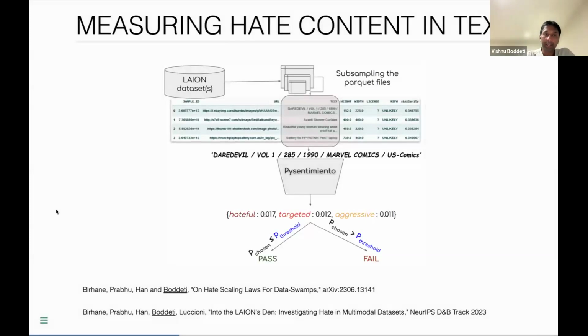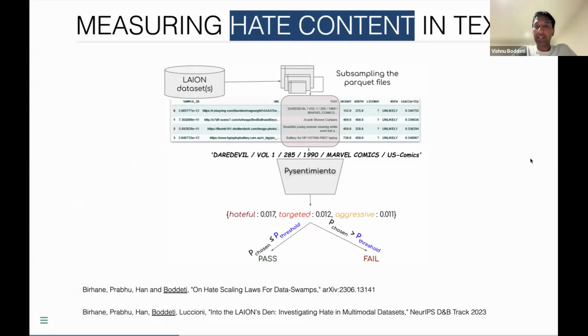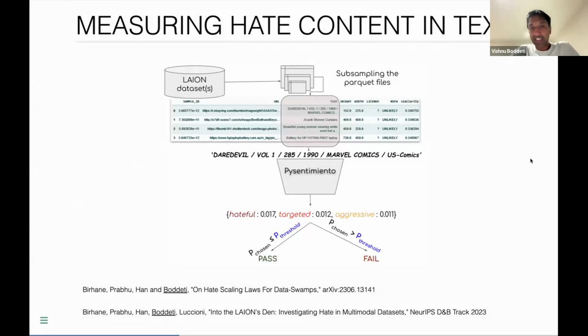So what we did is, now that we are using these very large scale data sets, one of the questions that we were interested in was measuring how much hate content there was in these data sets. Because if there is a lot of hate content in these data sets, and let's say you train your AI system on these kinds of data sets, then of course it's going to learn to make or predict hateful things, right? That's what it will learn. Whatever it sees in the data, that's what it's going to learn. So it's not magic here. So we wanted to measure how much hate content this is.